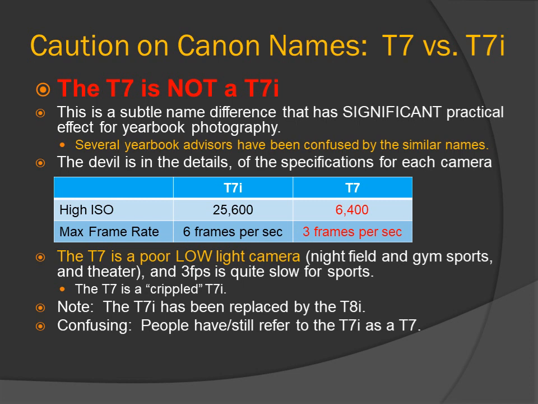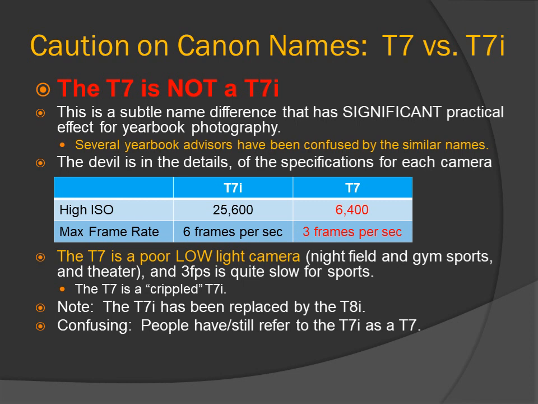High ISO. T7i goes up to 25,600. The T7 only goes up to 6,400. That is a significant issue in low light photography. Maximum frame rate. T7i will do 6 frames per second. The T7 will do 3 frames per second. Half of what the T7i can do.